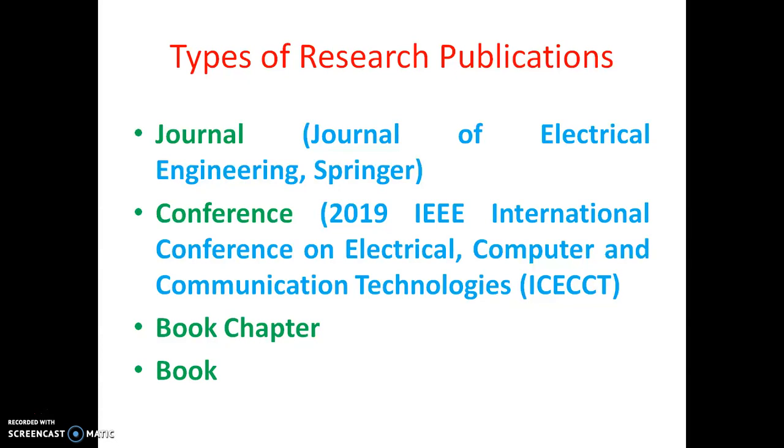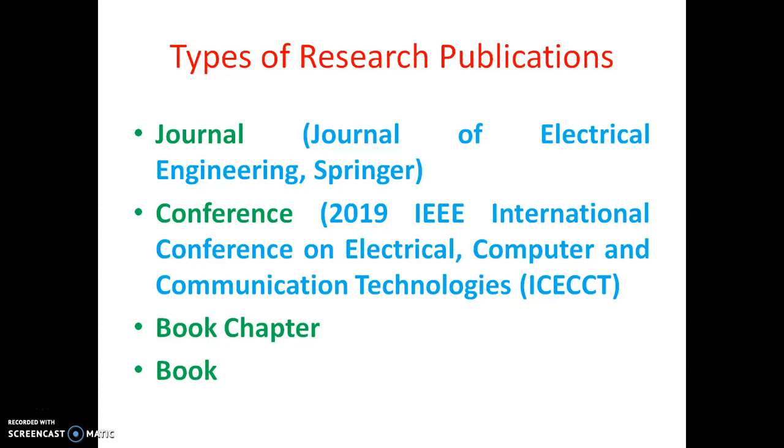So these two are based on invitation only. Of course, these two are at the top range. That means if you write a book, that gives you the top identification, and a book chapter is the next identification, journal is the next identification, and conference is the last identification of these four things. So these are the main types of research publications.